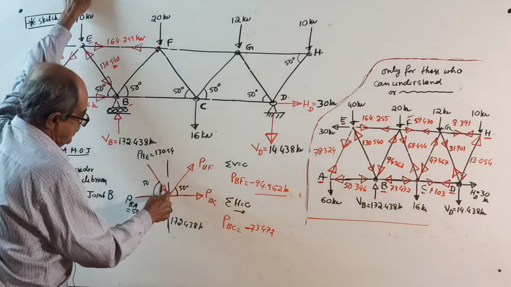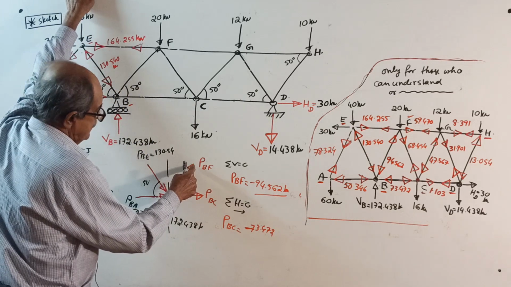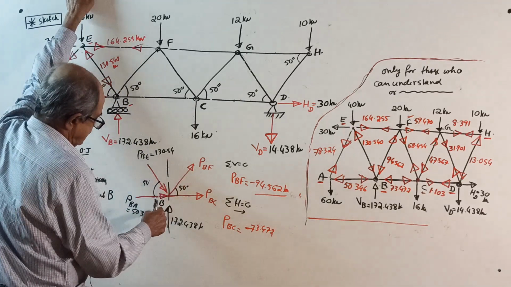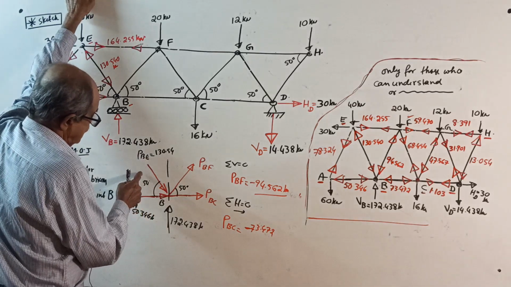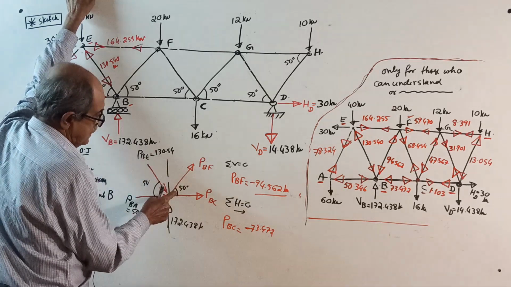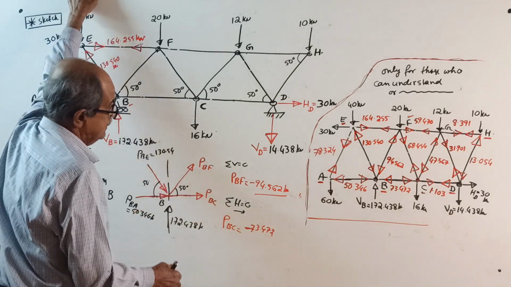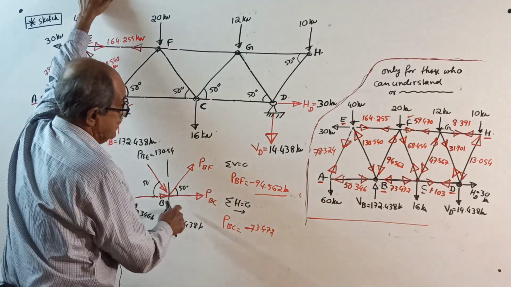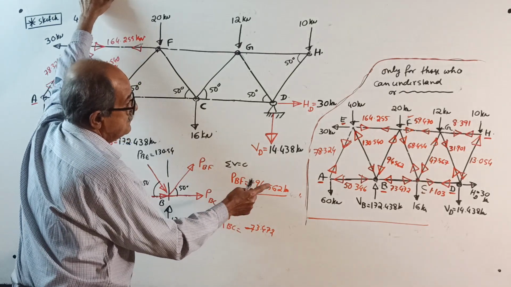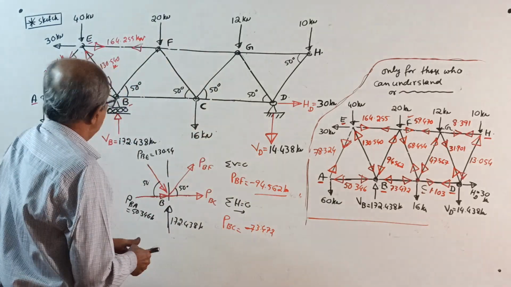Why negative? One minute now. It is actually this way. This way how much? 94. This has got a right component. Negative, correct? Anyway, that answer is correct. I took this way. Reverse is there. Okay, negative will come.